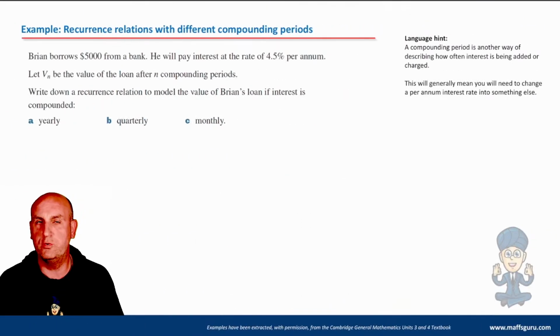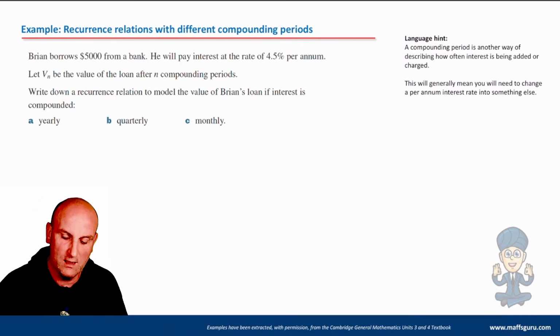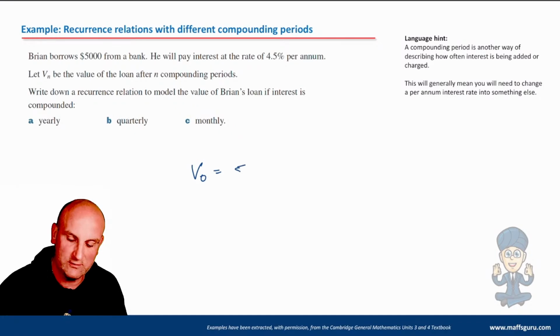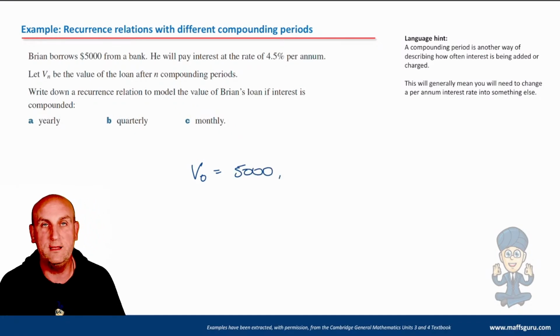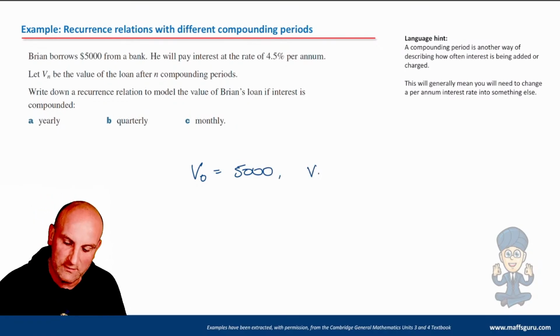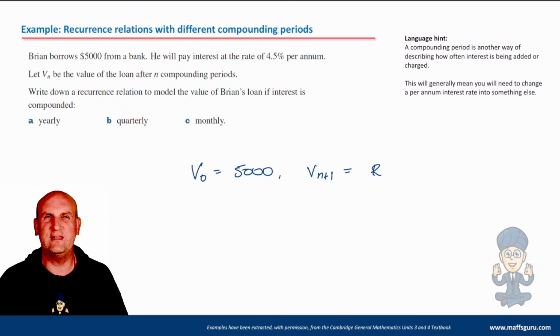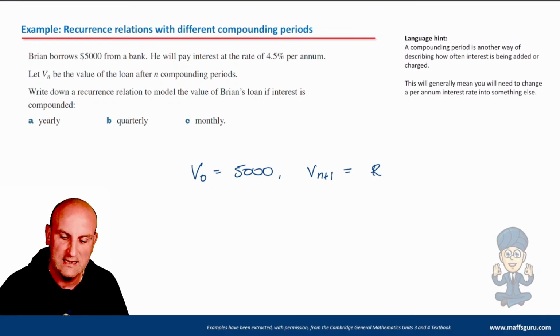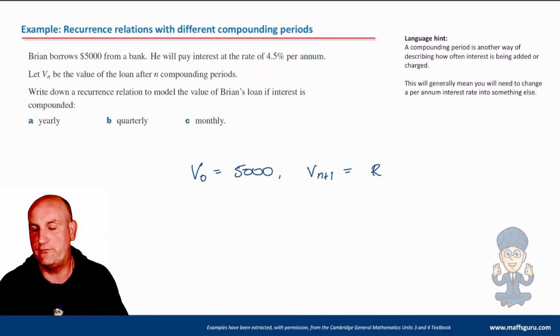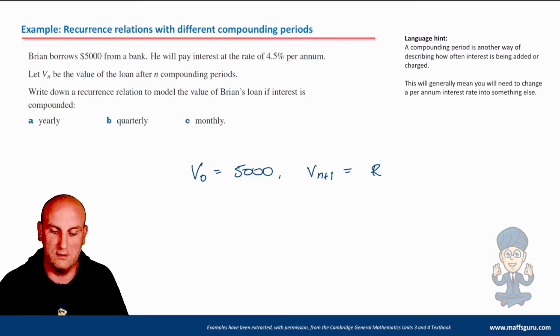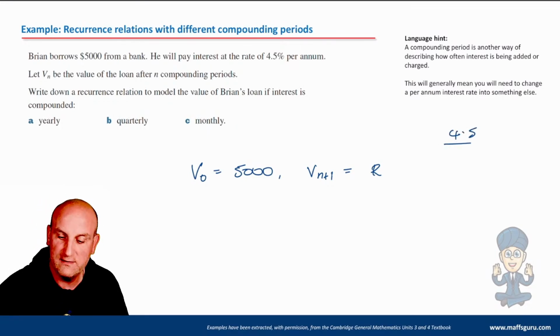But what about quarterly? Well, believe it or not, it's pretty much the same thing. Why? Well, because we start with V0 is equal to 5,000. I do a comma. That V0, that's my start amount. But now I've got to go V of n plus 1 equals my value of R. Well, haven't I just worked out my value of R? Well, yes, for yearly, but now I'm quarterly. Now I've got to take this 4.5% and turn it into a different value. Oh, well, I'm going to do 4.5 divided by 4.